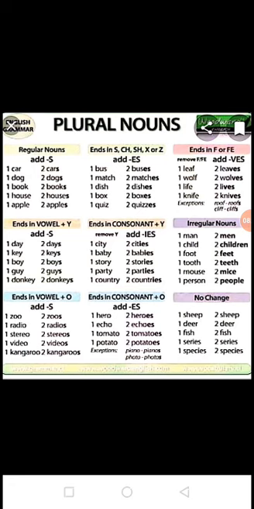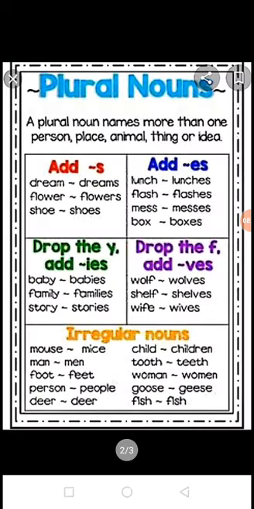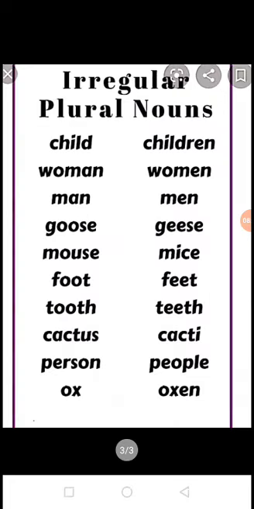So students, see, one by one we have seen the singular and plural nouns with the specific rules on your screen. There are also other examples. You can see a plural noun names more than one person, place, animal, thing or idea. Here are some examples you can see on your screen with the same rules. Then see, irregular plural nouns. Irregular means there are no specific rules to make them plural.